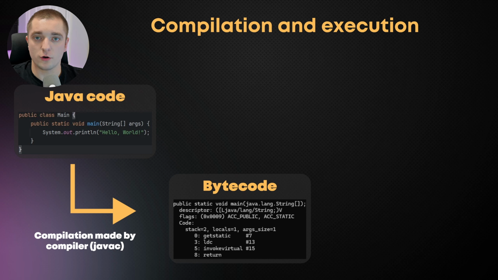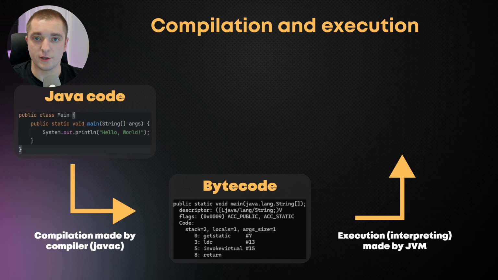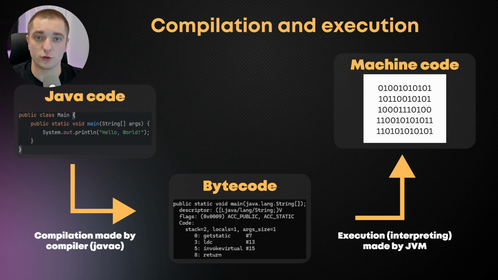Next, to run your program, the JVM comes into play. The JVM takes the .class bytecode file and interprets it, converting it into machine code that your specific computer processor can understand and execute. Because the bytecode is platform independent and the JVM is platform specific, the same .class file can run on any operating system with a compatible JVM.